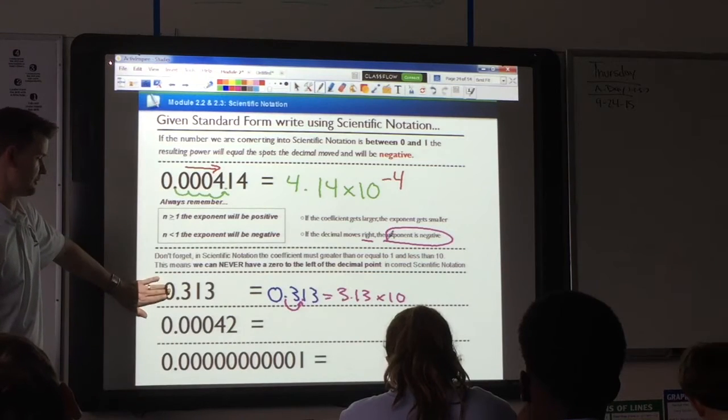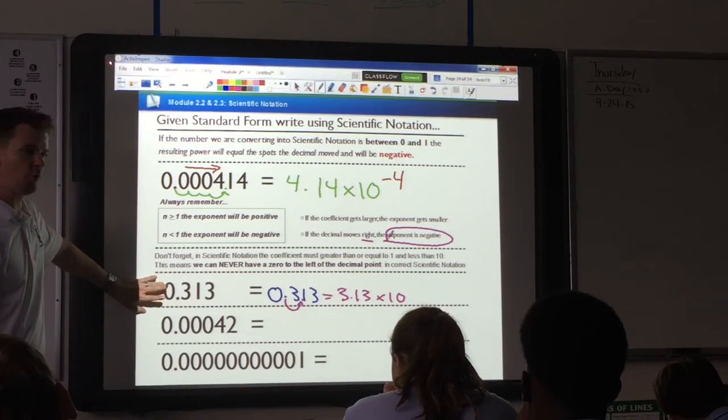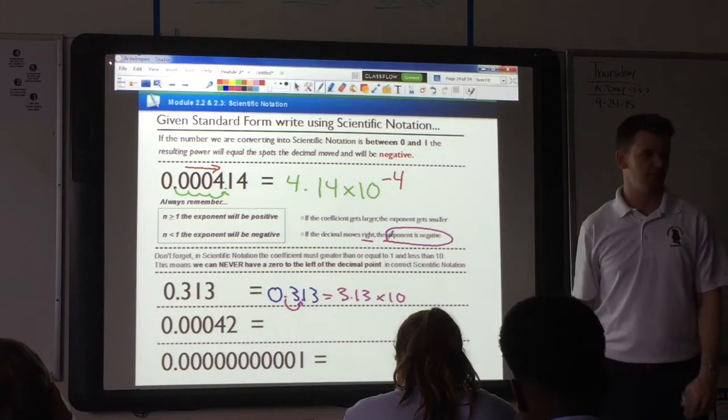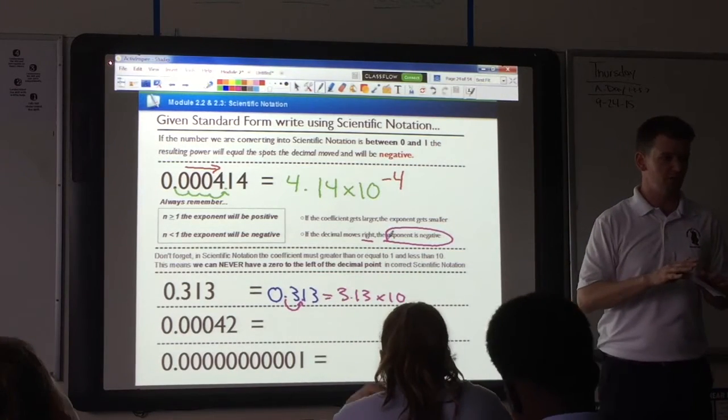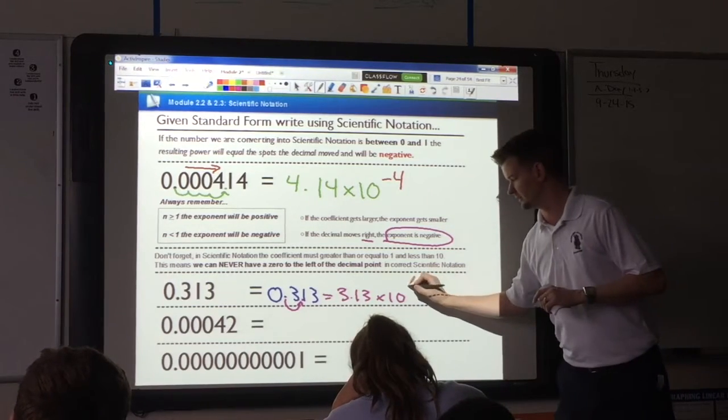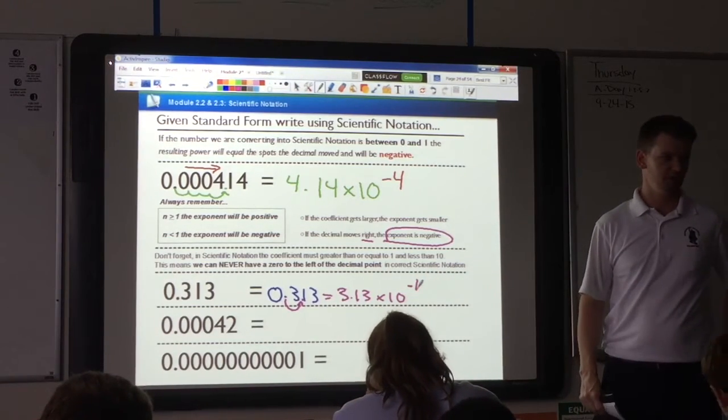Plus, look at the original number. The original number was 0.313, right? Is that number greater than 1 or less than 1? Less than 1. If it's less than 1, when you convert that number into scientific notation, your exponent will be negative, okay? It will be negative.